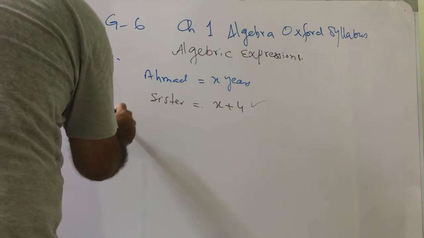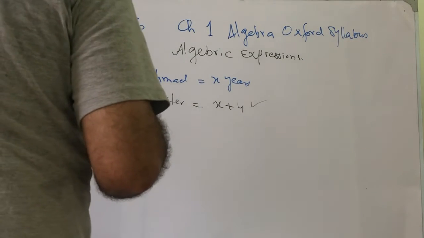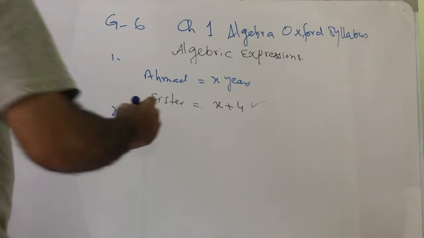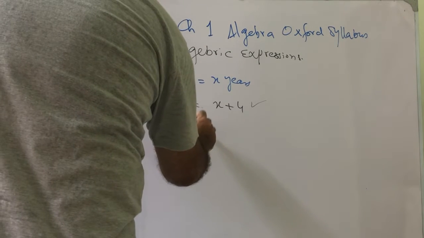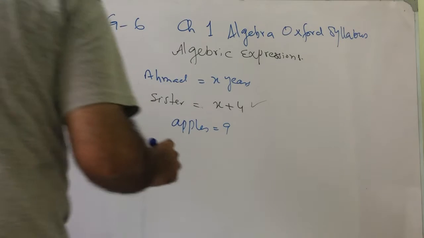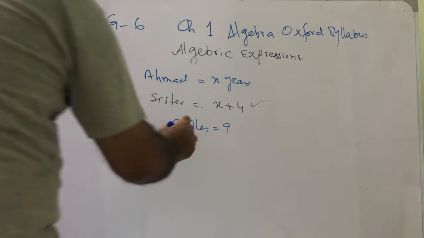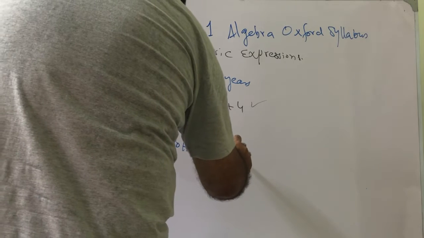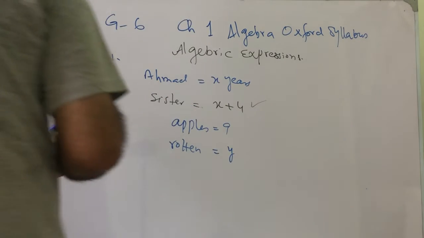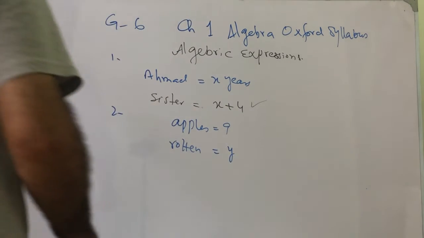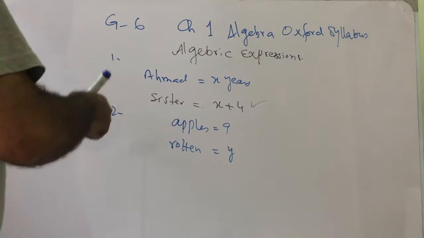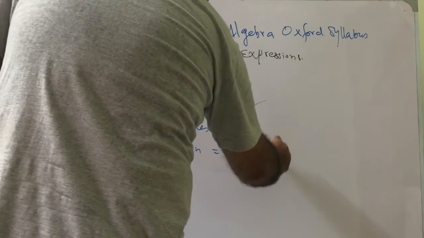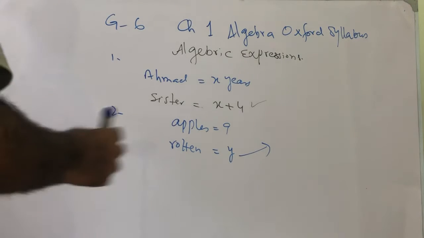This was 1. Number 2, there are 9 apples in a basket. Okay, how many apples? 9. Y apples are rotten. So rotten apples are how many? Y. These apples you can't eat because these are rotten, and are thrown away. Okay, how many apples are left?